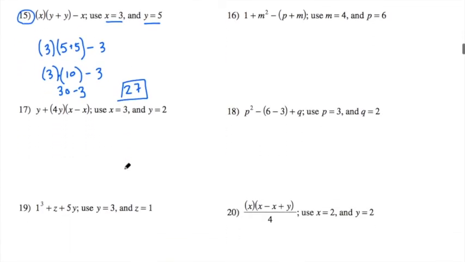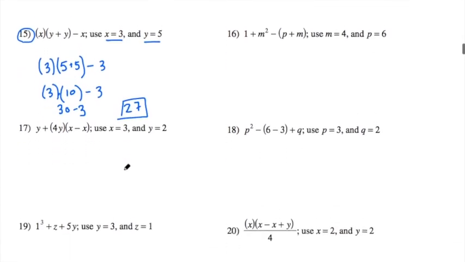So there's a number of examples, 1 through 20 here, that we should go ahead and try for further practice, but we'll do that in class.